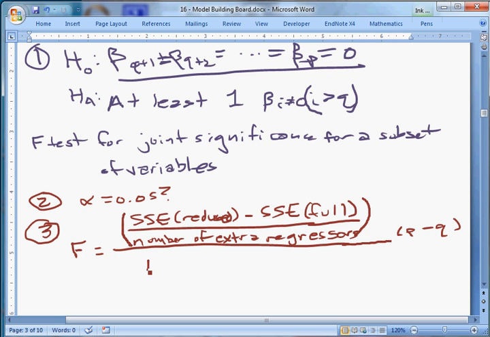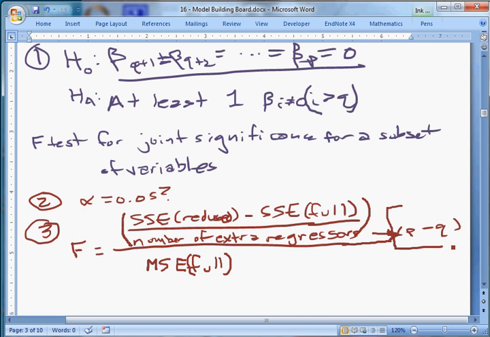And then on the bottom we have the MSE of the full model, which is sort of the average explanatory power of a regressor if you include all of them. And so we're kind of measuring, how much better than average do these do. Okay. So this right here is P minus Q. That's where that comes from.